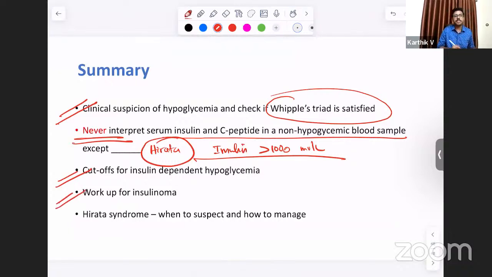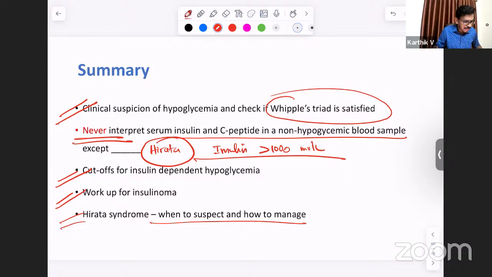Then how do you work up for insulinomas, right from the basic investigations to your fast test, interpreting the insulin and C-peptide levels, and finally going on with the imaging. And Hirata syndrome, when to suspect and how to manage, especially when you get serum insulin more than 1000 or three-digit levels, you should think of Hirata syndrome, and you should always look for the culprit drugs, autoimmune conditions, and malignancies. Okay, so I think that's it from the discussion. Any questions you can type in the chat box. I'll be happy to answer.